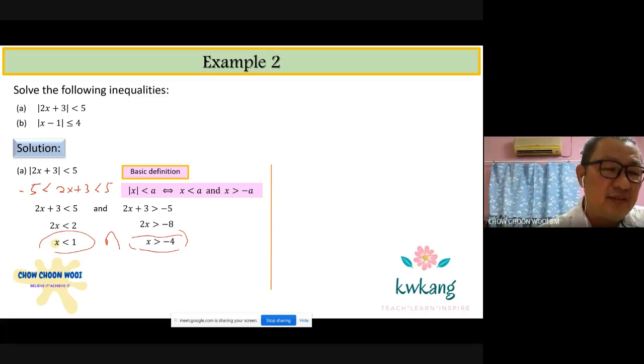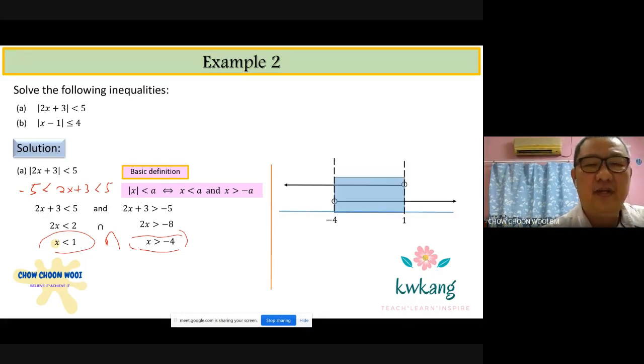N itu. How to combine? Back to chapter 1. Number line. Back to chapter 1. Okay, then next. So to combine it, we need a number line. So the first line, x is greater than negative 4. The other one, x is less than 1. Then we need to combine by using the symbol n, the operator n. So it's intersections.